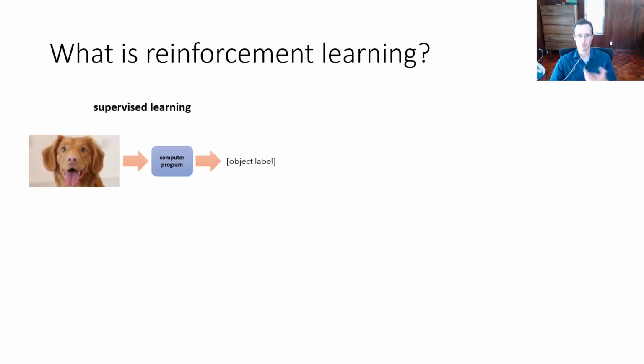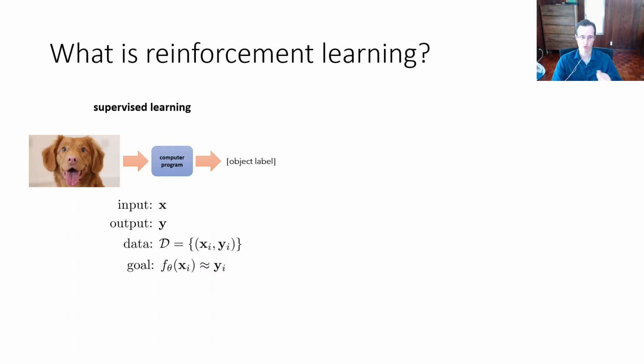So let's try to make this a little bit more precise. In supervised learning, you have an input x and you have an output y, and you have a data set that consists of xy pairs. And the goal is to learn a function that takes an x and approximates y, and typically this function has some parameters, which we refer to as theta. These might be, for example, the weights in a neural network.